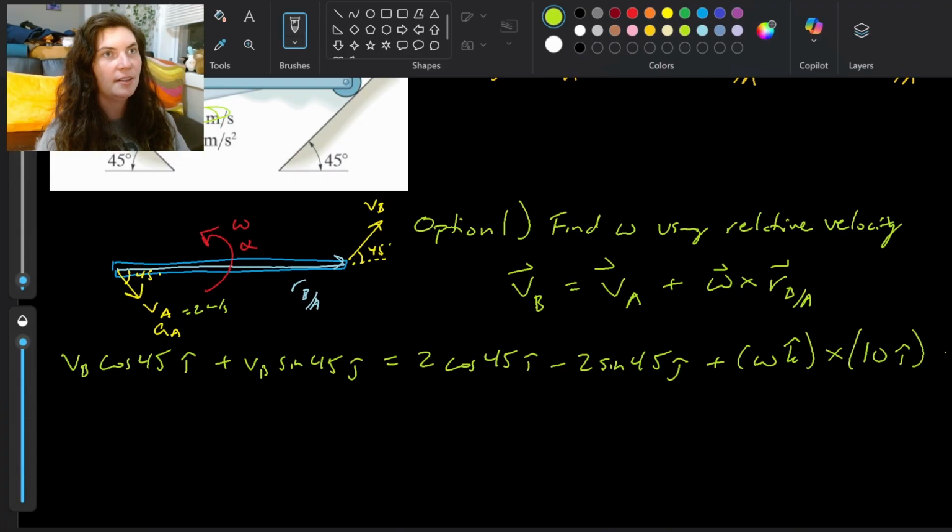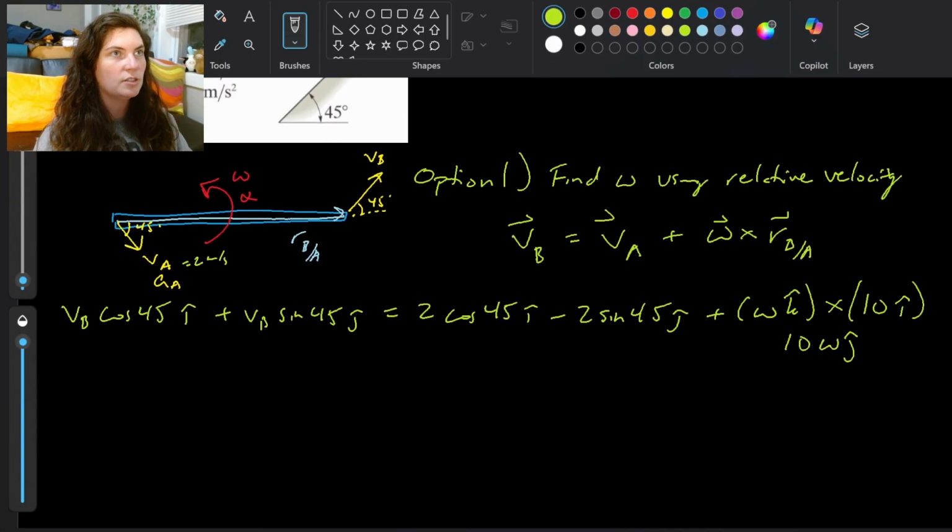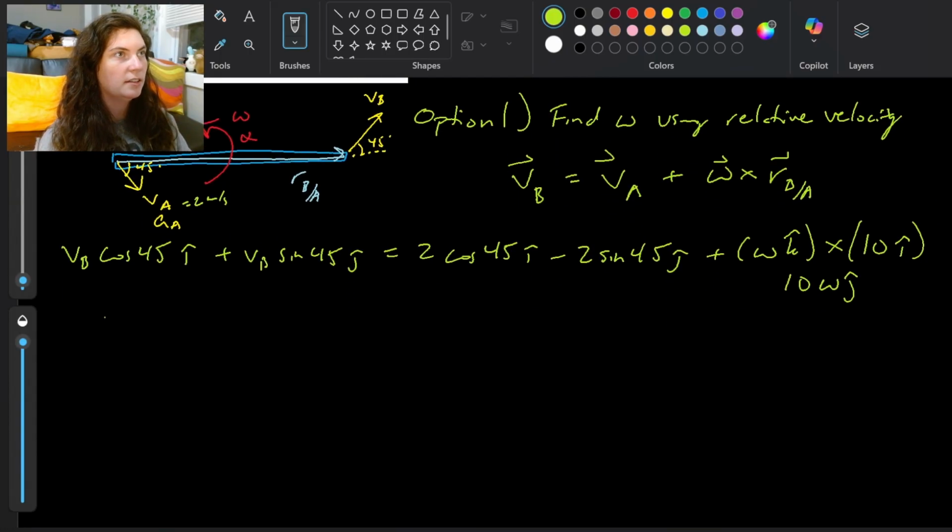So now, if I do that cross product, this is a pretty easy one. It should be 10 omega, and then I know my shortcut for k cross i is j hat. And so now I can separate those out into their i and j components and solve for each one. So for my i components here, VB cosine 45 equals 2 cosine 45. There's nothing else. It's just the j hats.